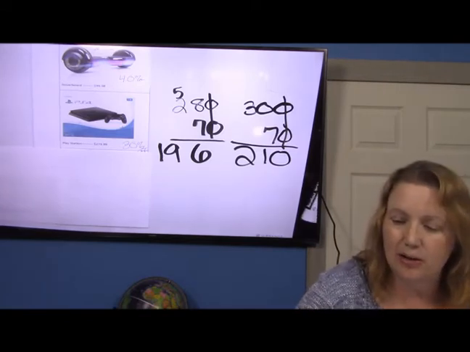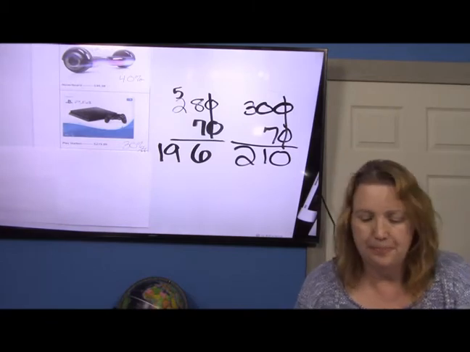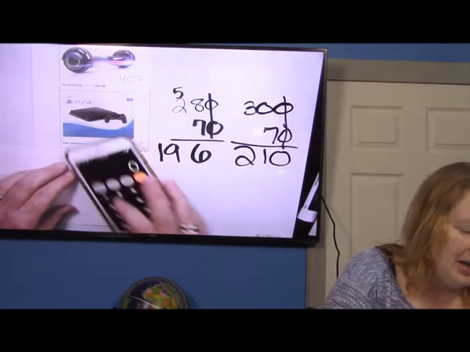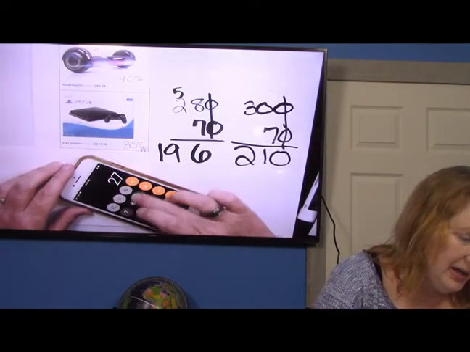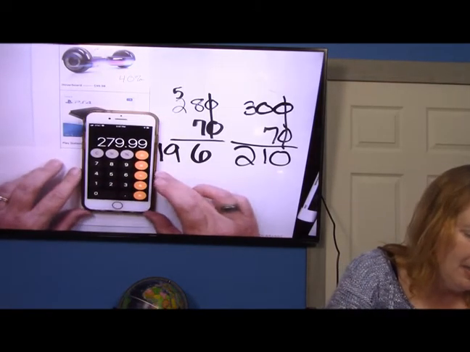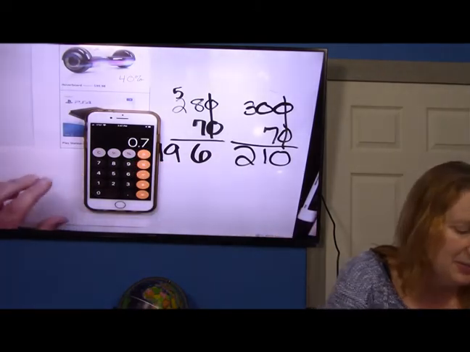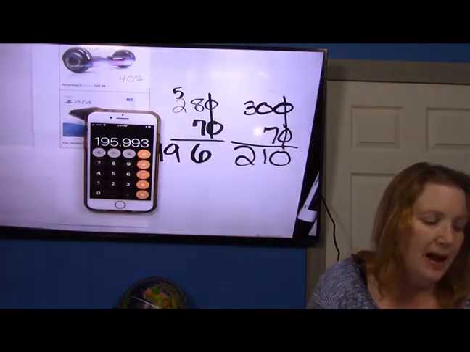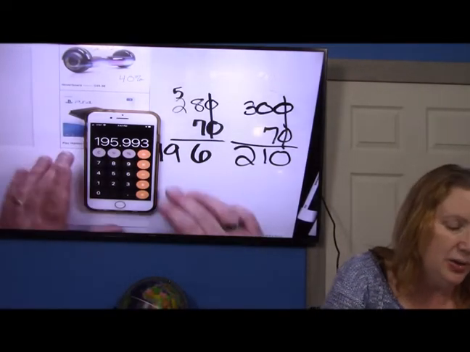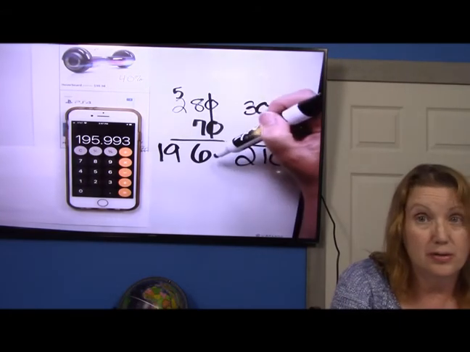Now let's see how close we are to the actual sale price. If I take my $279.99 and I'm multiplying that, again, I multiply it by 70% because that's what I'm paying for, I get $195.99. So you can see our estimate when we took it to 28 is very close.